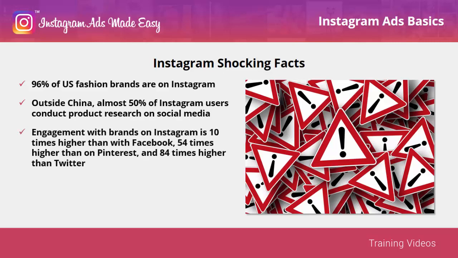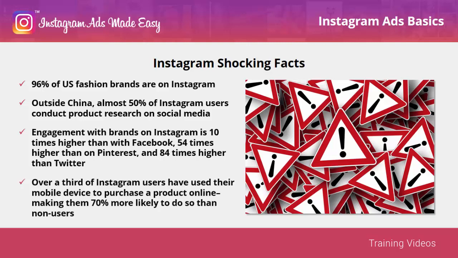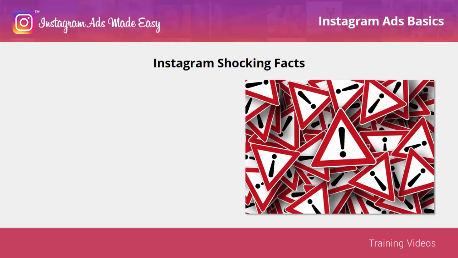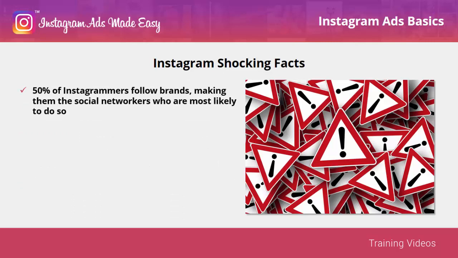Engagement with brands on Instagram is 10 times higher than with Facebook, 54 times higher than on Pinterest, and 84 times higher than Twitter. Over a third of Instagram users have used their mobile device to purchase a product online, making them 70% more likely to do so than non-users. 50% of Instagrammers follow brands, making them the social networkers who are most likely to do so.